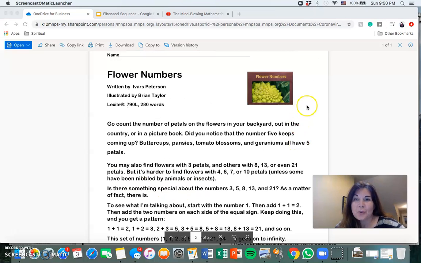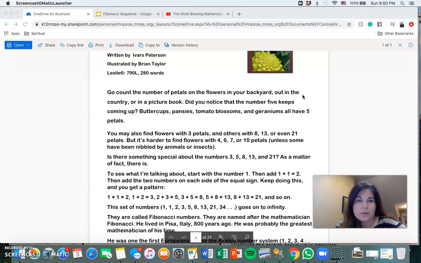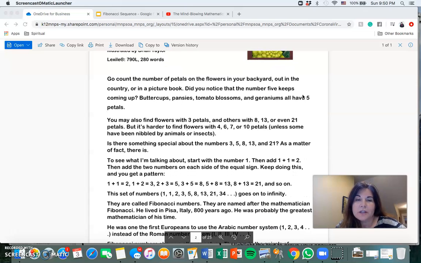Okay, so we are back at the article, and it is entitled Flower Numbers, written by Ivars Peterson and illustrated by Brian Taylor. Go count the number of petals on the flowers in your backyard, out in the country, or in a picture book. Did you notice that the number 5 keeps coming up? Buttercups, pansies, tomato blossoms, and geraniums all have 5 petals.